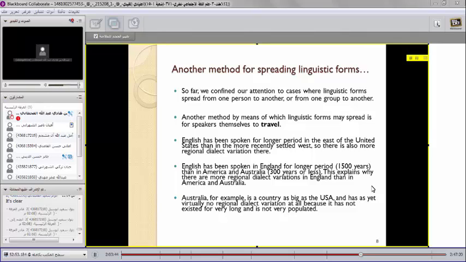Finally, Australia, for example, is a country as big as the USA and yet has virtually no regional dialect variation at all because it has not existed for very long and is not very populated. So these facts explain the linguistic forms spreading and clarify why England has more regional dialects, though it is smaller than America and Australia.